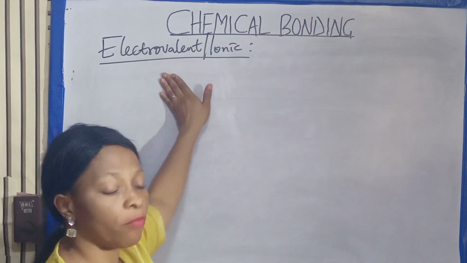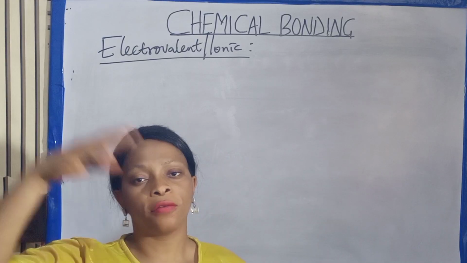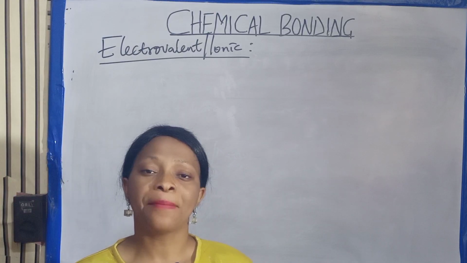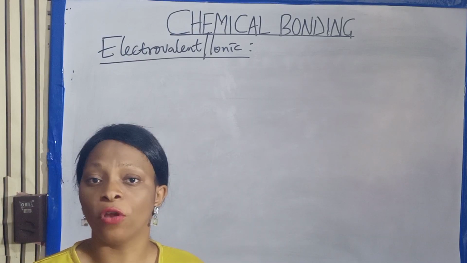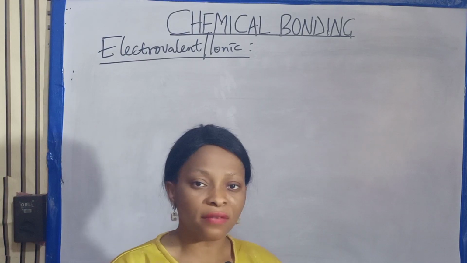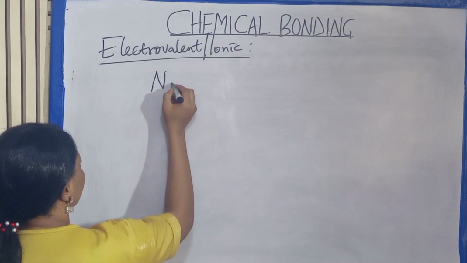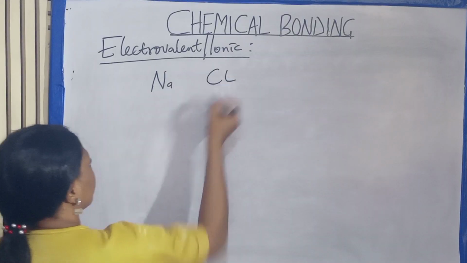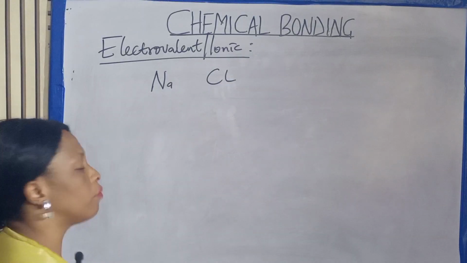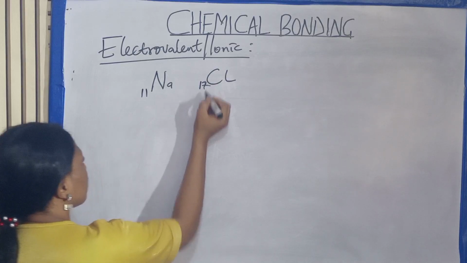Now, this is a type of bond that exists between a metal and a non-metal. So let's look at this. Between a metal, for example sodium, and a non-metal, for example chlorine. Now, sodium, the atomic number is 11. Chlorine, the atomic number is 17.